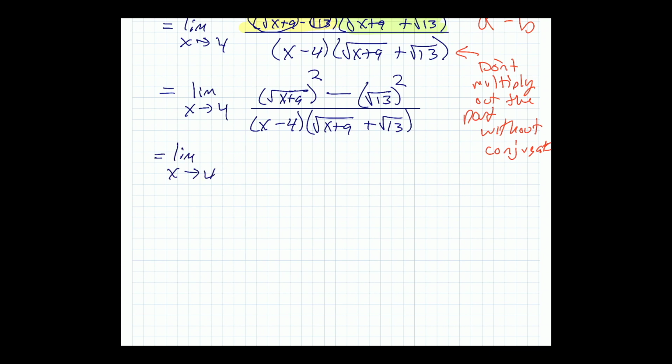Okay, so what do we actually get here when we do this? When you square a square root, it's just going to cancel, right? So that's going to cancel with the square root, that's going to cancel with the square root. We're going to end up with just x plus 9, I'm going to put that in parentheses, minus 13. I'm going to put that in parentheses.